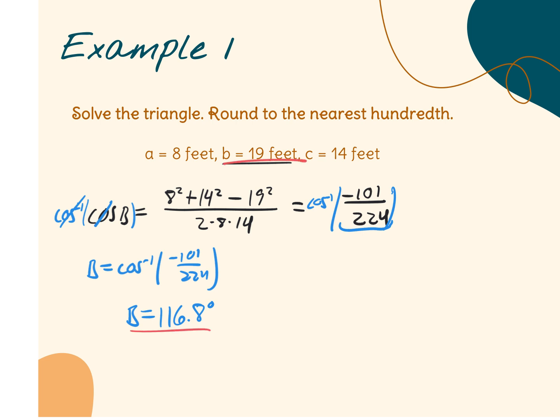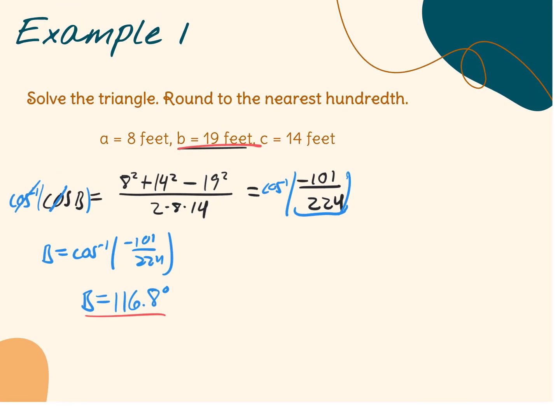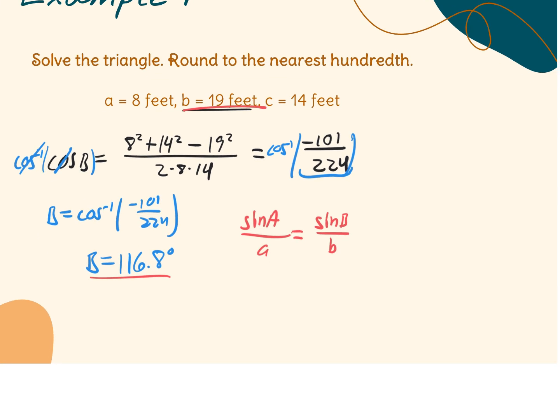I can use law of sines to go ahead and find another angle. And if you remember from the previous lesson, which you don't have to have memorized because we give you all the formulas, law of sines, when you're trying to find an angle, you can do sine A over a is sine B over b, right? So let's try to find angle A.